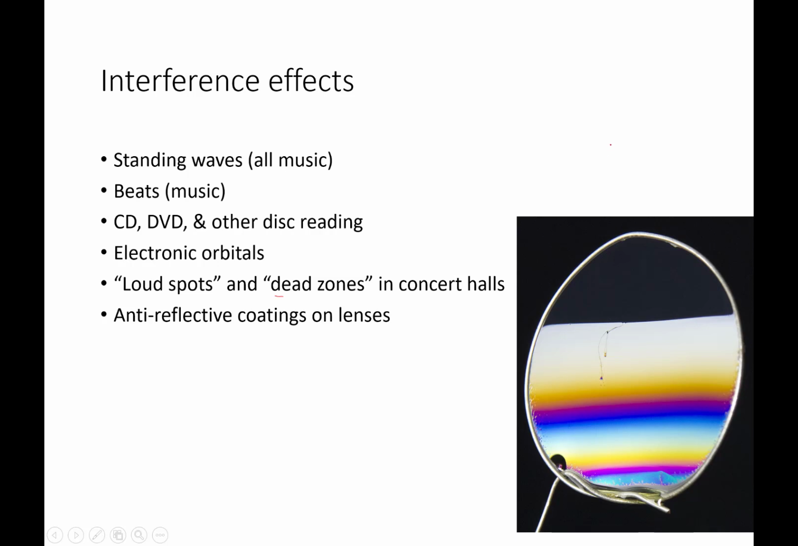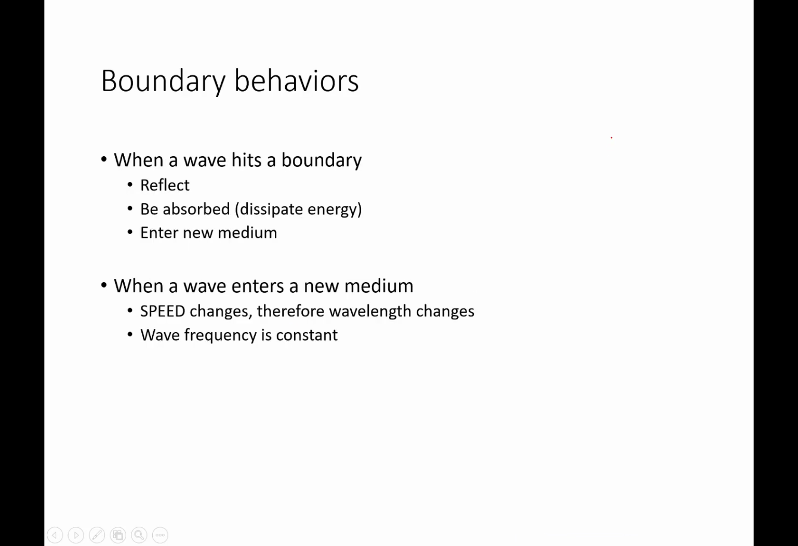So interference is pretty darn important for waves. Let's take a look at a few other effects. Waves can travel through a medium at a constant speed, but they can also interact with boundaries. When they interact with a boundary, they can reflect, they can be absorbed and dissipate their energy, or they can enter into the new medium. The boundary is just going to be where one medium ends and a new one begins.